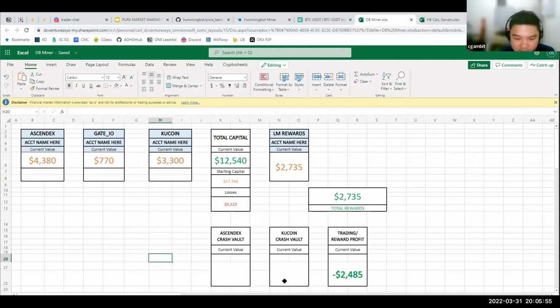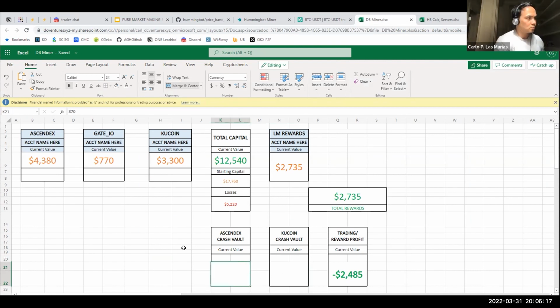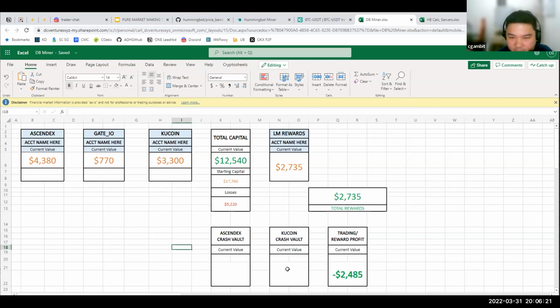Oh yeah, sorry, this one I forgot to mention first. If there's a sudden crash, we have a crash vault. We're not going to sell the tokens immediately if there's a sudden crash, because it's a caution for us. Let's say we wait for recovery before we sell. And for every reward that we receive, we have a percentage that we use as an expense for our family on a monthly basis.